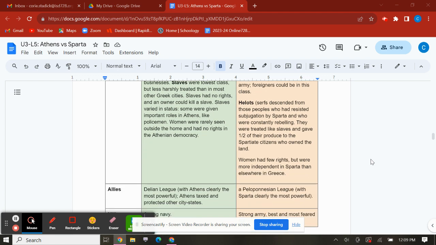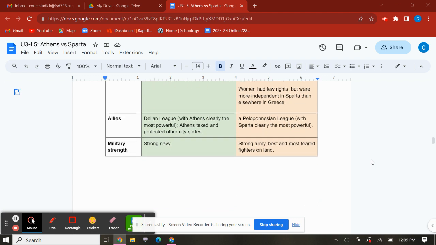Helots, serfs descended from those people who had resisted subjugation by Sparta and who were constantly rebelling. They were treated like slaves and gave half of the produce to the Spartiate citizens who owned the land. Women had few rights, but were more independent in Sparta than elsewhere in Greece.